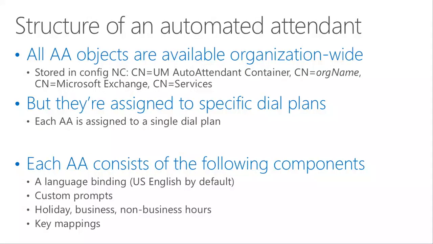So what's in an automated attendant? First, a language binding. And we need that for two reasons. One is because we have to tell the system what language to generate text in when the system says something. Okay, for example, if you set a business location in the automated attendant field, the system is going to synthesize that using text-to-speech in whatever language you've specified for that automated attendant.